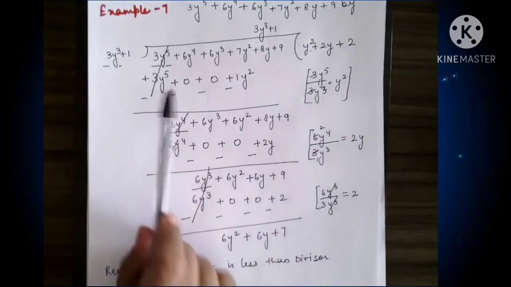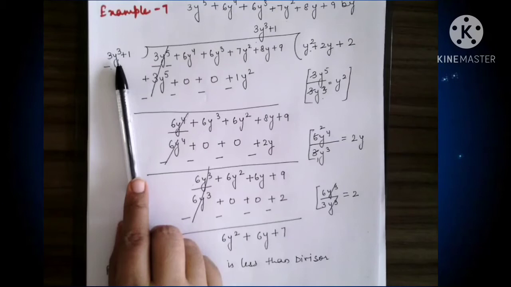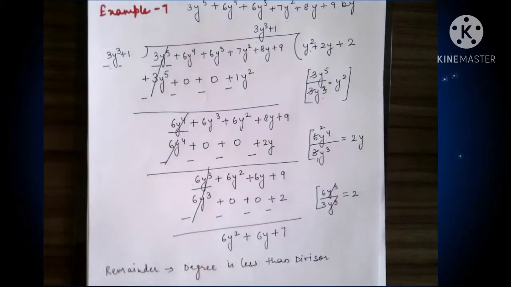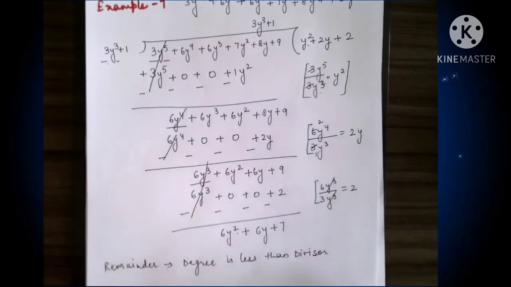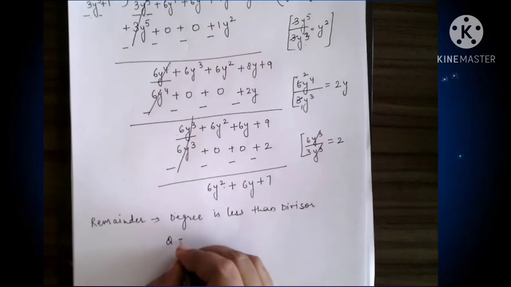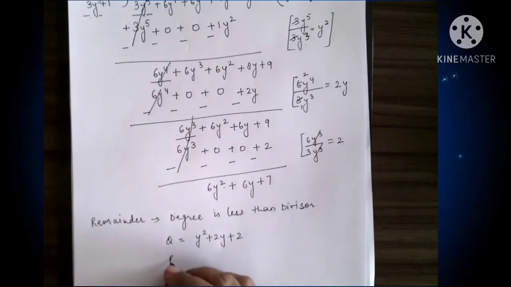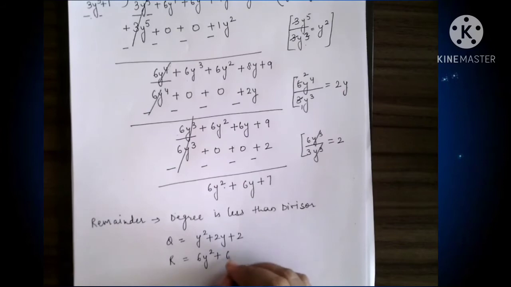This is your divisor, 3y cube. So the degree is 3. Degree is 3, and here the degree is less than 3. It is 2. So that's why this is our remainder. Fine students. So you will write here: quotient is equal to y square plus 2y plus 2. Remainder is equal to 6y square plus 6y plus 7. So I hope this is clear to all.